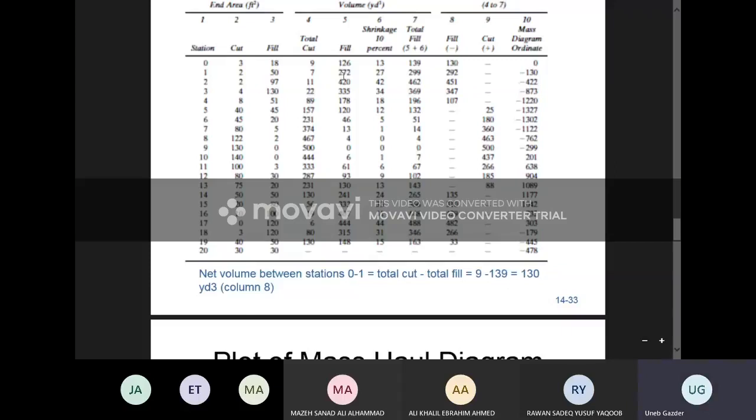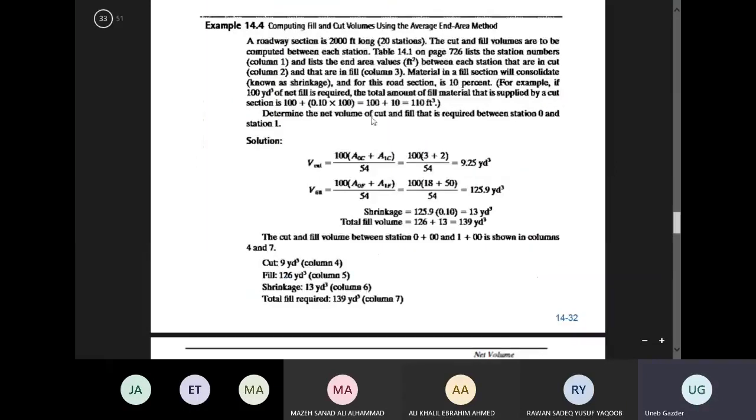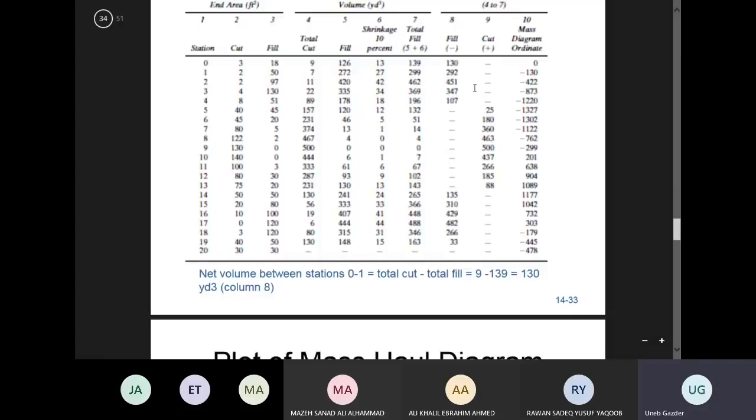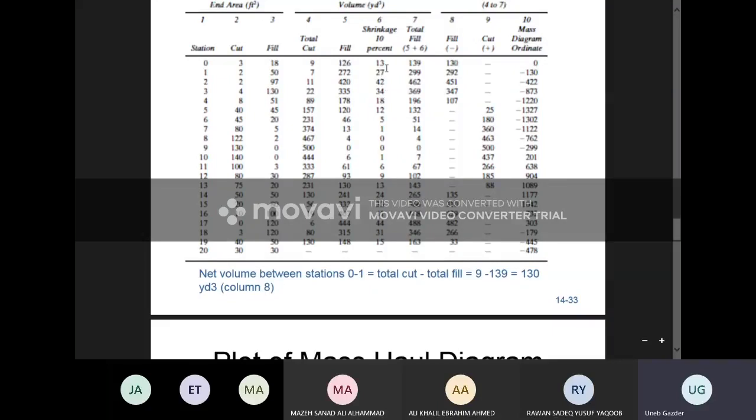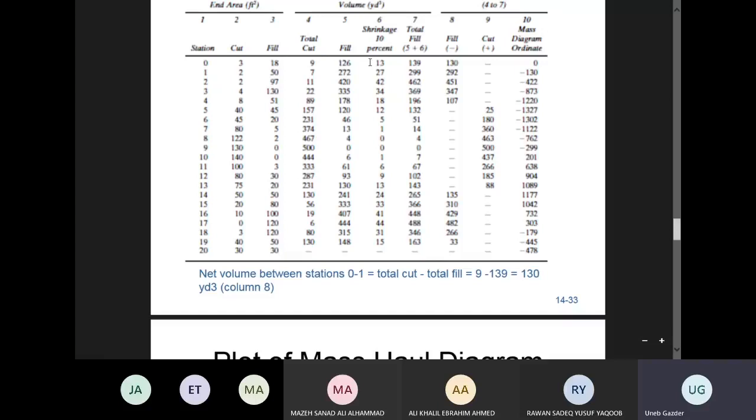So the same thing which we did in the problem. Here, the shrinkage is given as 10%. Whatever fill quantity you calculate, you multiply by 10%, you will get the shrinkage value. And the total fill will be the fill which you calculated plus shrinkage. So you see 139 is 126 plus 13. Then you have the net quantities here in the next two columns.